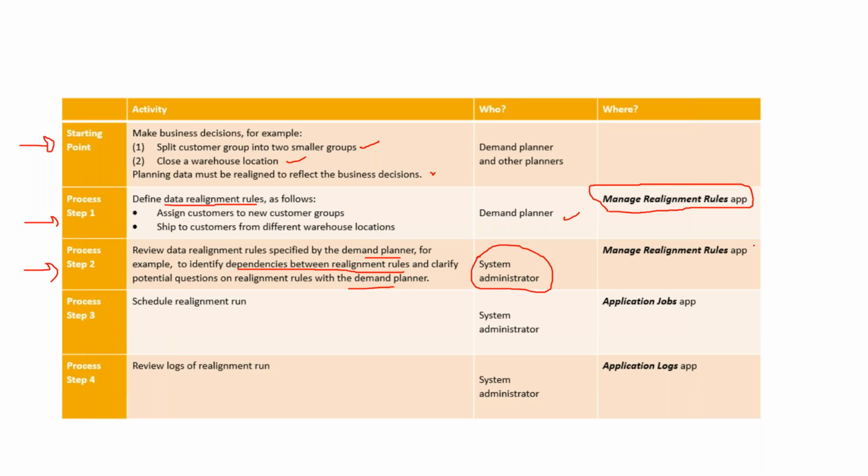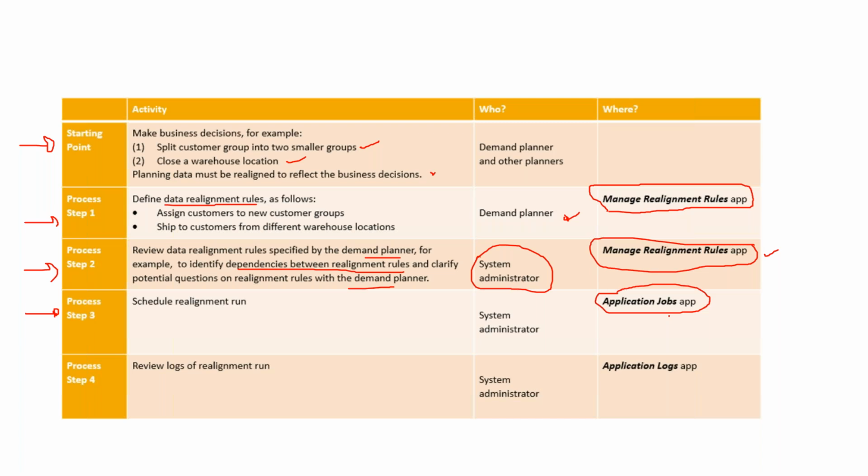Even he logs into manage realignment rules, but he will have a few options that the demand planner will not have, especially to approve it, or to change the status, and so on. Once the review meeting is done, we can schedule a realignment run. Again, the system administrator does it, through the application job app.